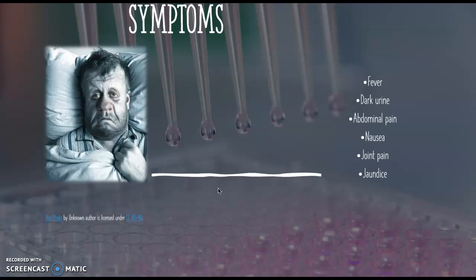Patients diagnosed with acute hepatitis manifest some mild symptoms, which can be fever, dark urine, abdominal pain, nausea, joint pain, and jaundice. Like I said before, these are symptoms that are not always present in the person who is being infected with hepatitis C.